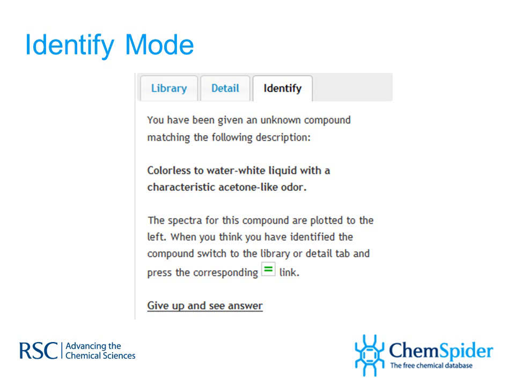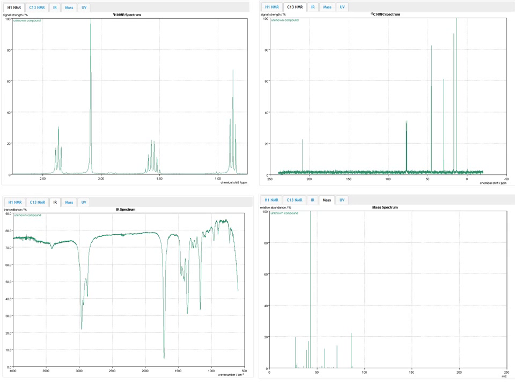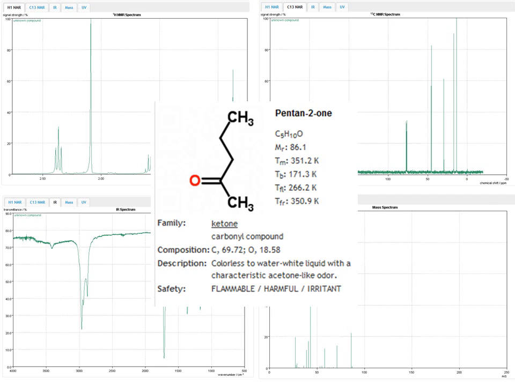We also have an identify mode, which is like a test. It gives you information about a particular sample and then gives you the spectral data, but it doesn't tell you what the molecule is. So you have to figure out from the clue and from the spectral data what the compound is. In this case, we've got a colorless to water white liquid with an acetone-like odor. The spectral data are here, and the data can be collectively interpreted in order to identify that the compound would be pentan-2-one, as shown here, and with some of the properties, and also there's a link into the ChemSpider database.